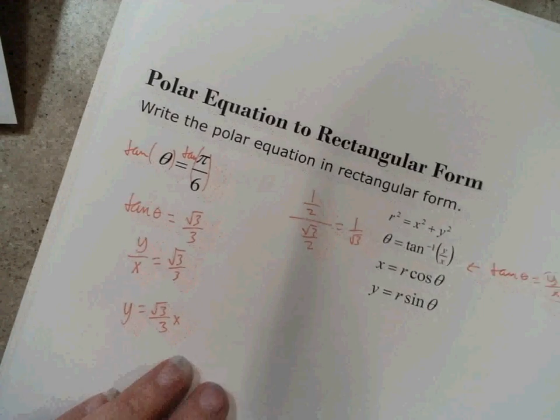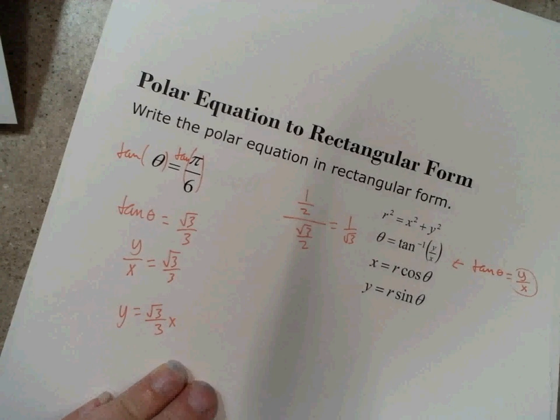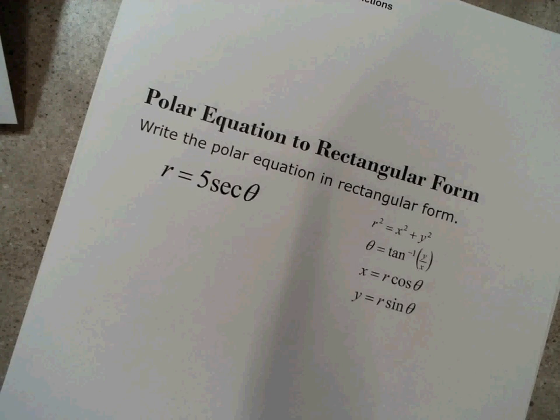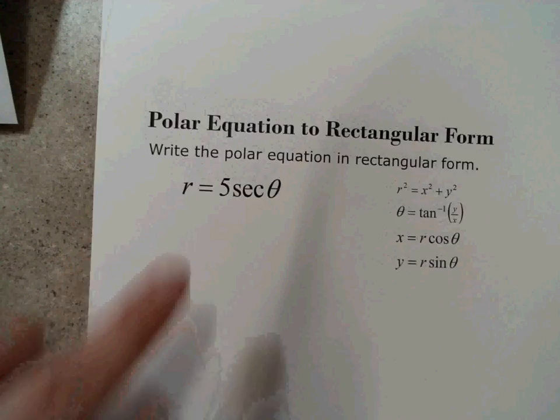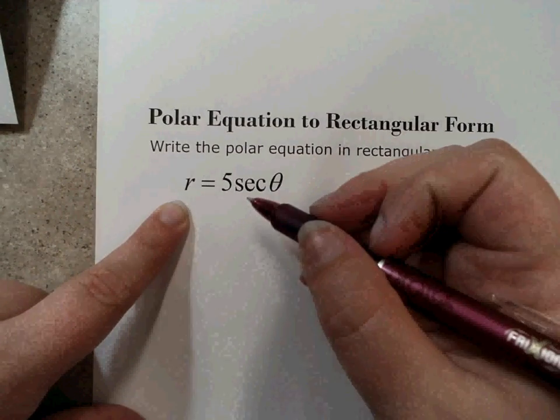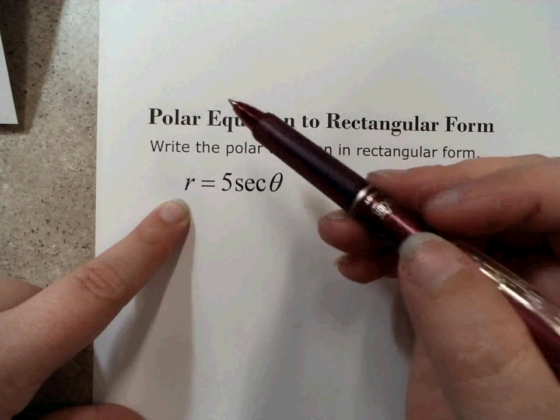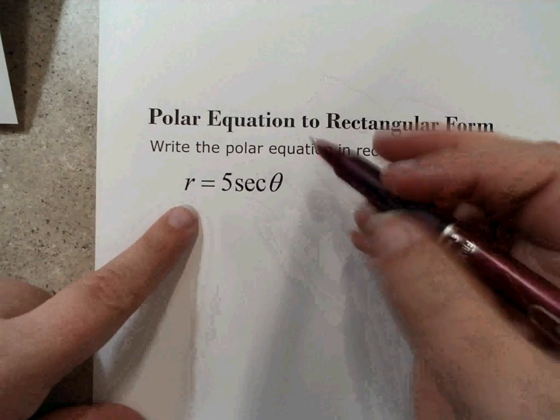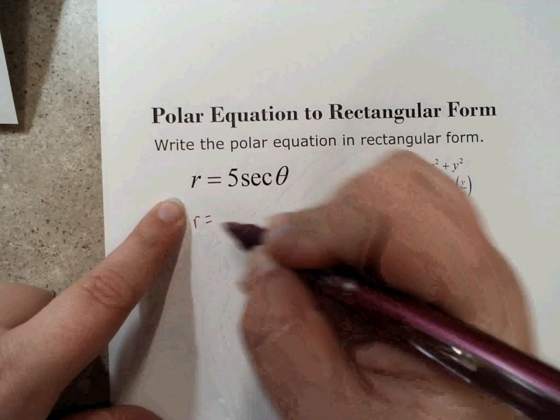Okay. Let's do 2 more. And they're very straightforward. Well, one of them is anyway. Okay, this one right here. We already have seen a function like this when we went from rectangular to polar.